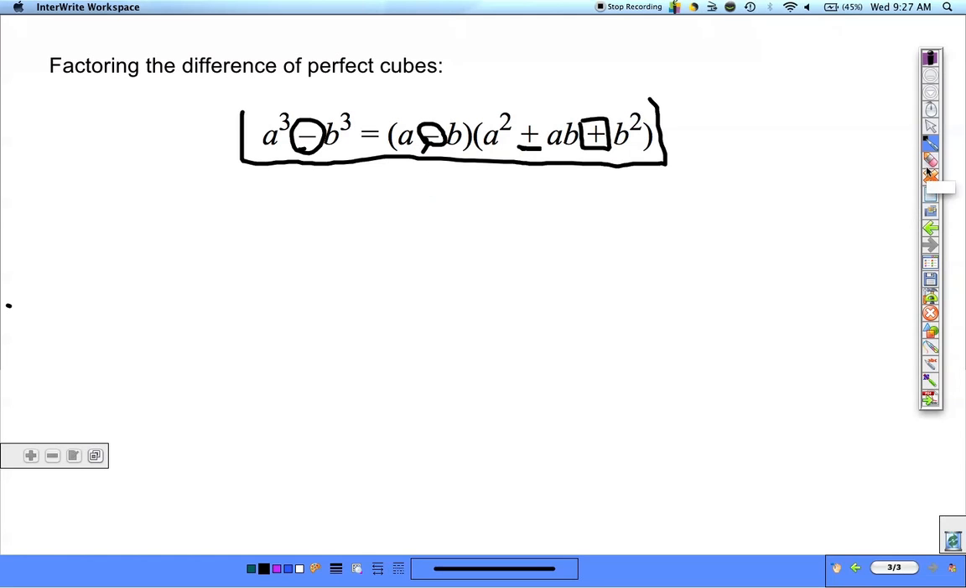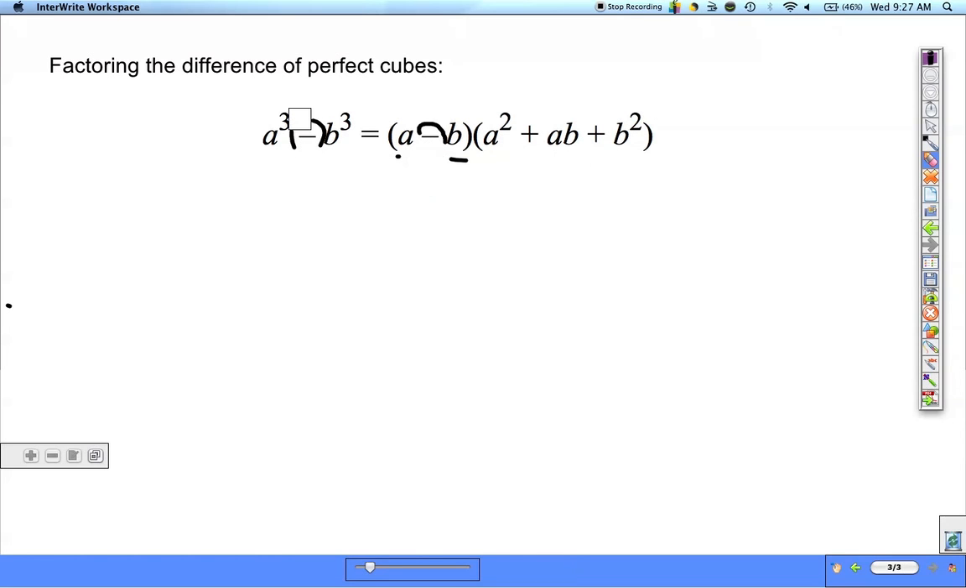Please, please, please start memorizing it. I would start memorizing it now, especially because you're going to use it all the time. You're going to use it through high school, you're going to use it in college. So please start memorizing it.